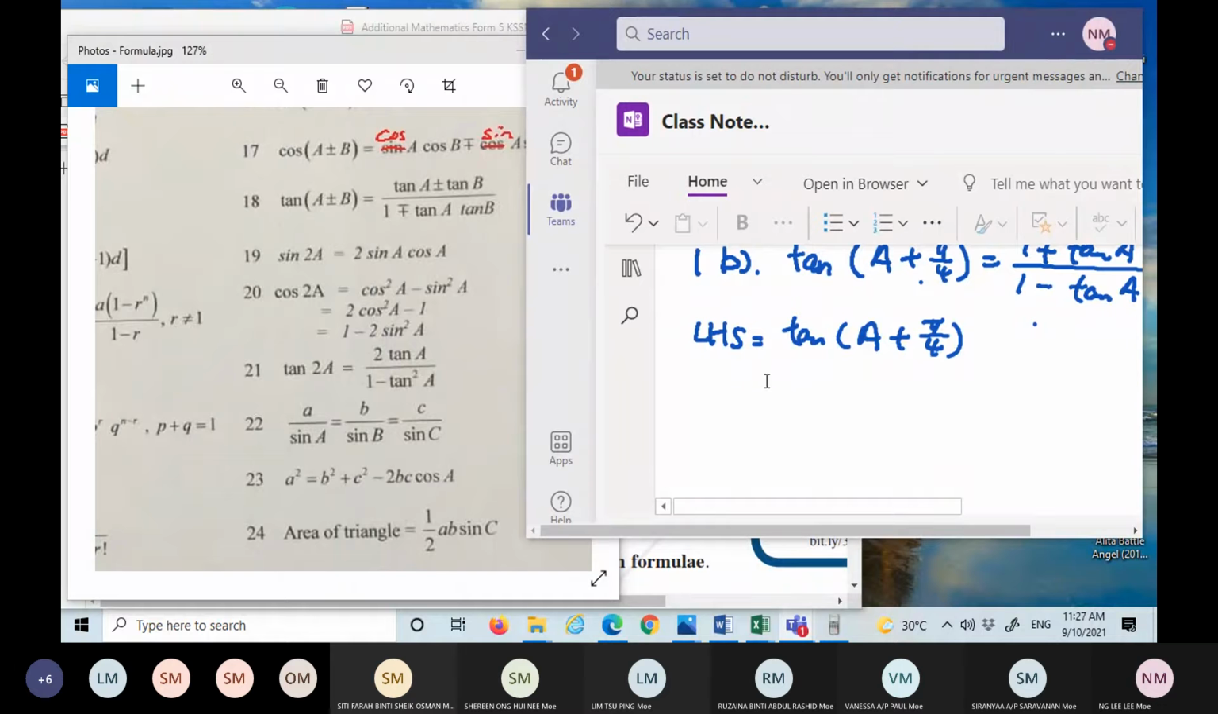Equals tangent A plus, plus is the above one, so you choose the above sign. So it's tangent A plus tangent B. B here is pi over 4. Then 1 minus tangent A tangent pi over 4 for the B.